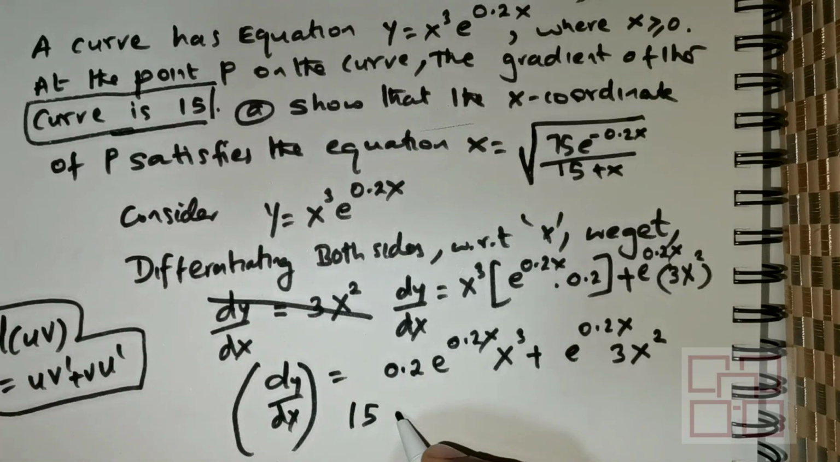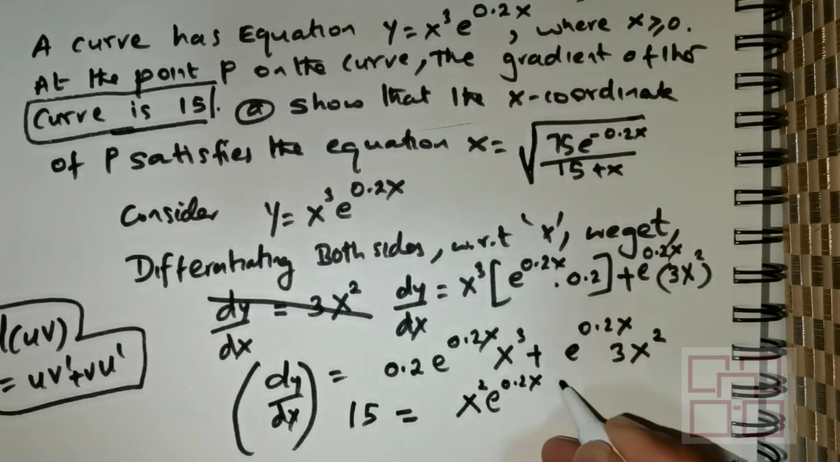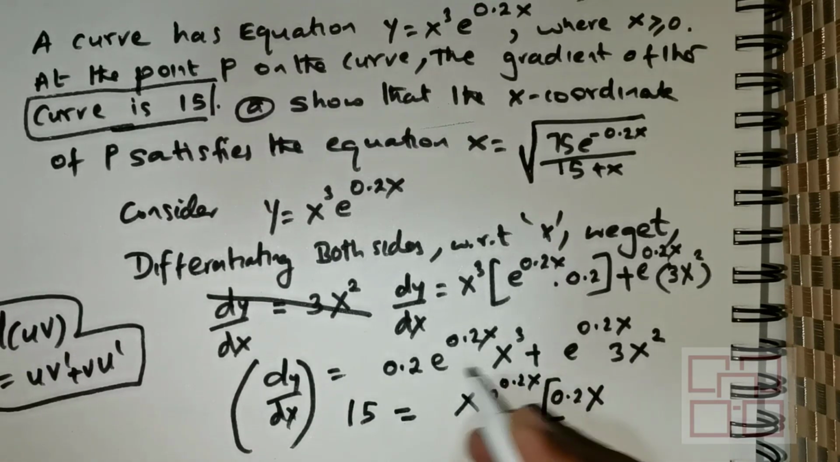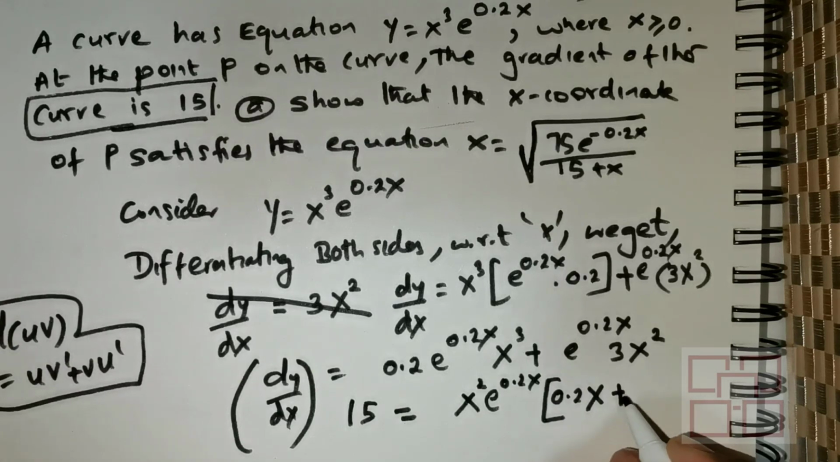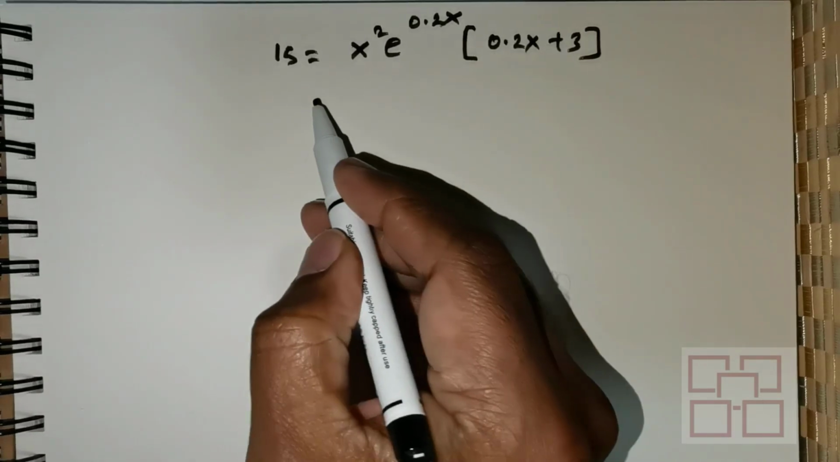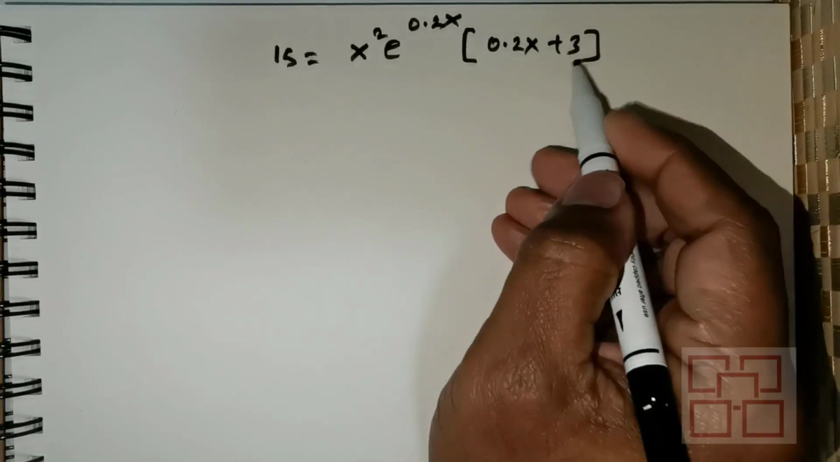So we now have 15 is equal to, what I can do, I can take x squared out and I can take e raised to the power 0.2 times x out. When I do that, I would get 0.2 times x for the first quantity plus, since I have taken x squared and e raised to the power 0.2x out, I have just got 3 there. So this is what I am getting. Now from here, I have to make the simplification and find the values for x. So I've got 15 equal to x squared times e raised to the power 0.2x times 0.2x plus 3.